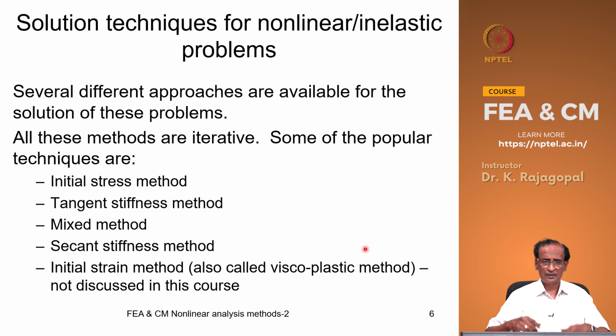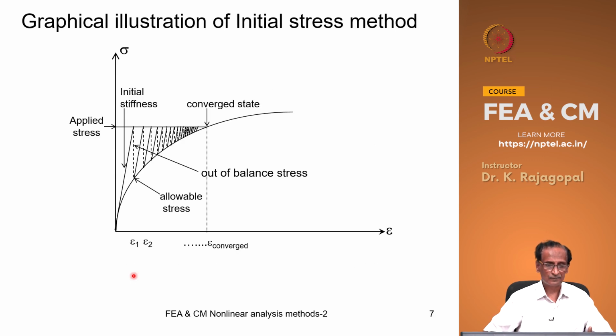And there are different solution methods that we can adopt for different problems. The simplest one is the initial stress method, then the tangent stiffness method, then a mixed method, a combination of initial stress and tangent stiffness, and then the secant stiffness method. And there is another method called the initial strain method that is more applicable for viscoplastic or viscoelastic type problems, and I am not going to discuss this method in this course.